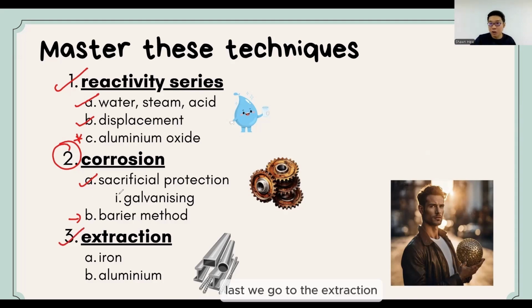Last, we go to the extraction. We only need to know two types of extraction, which is iron and aluminium. So let's go one by one.